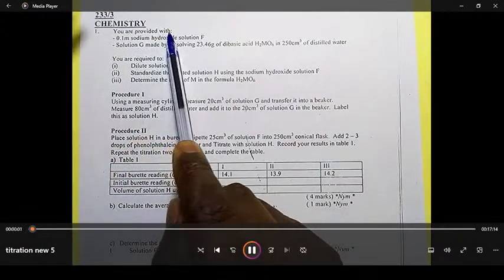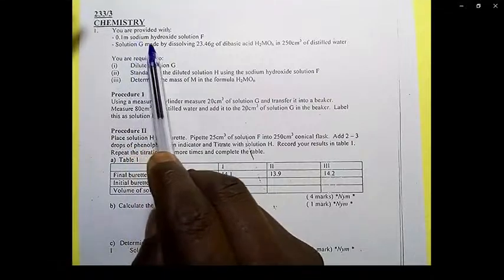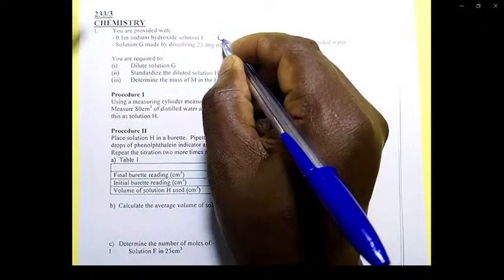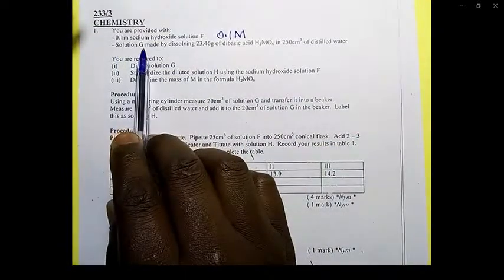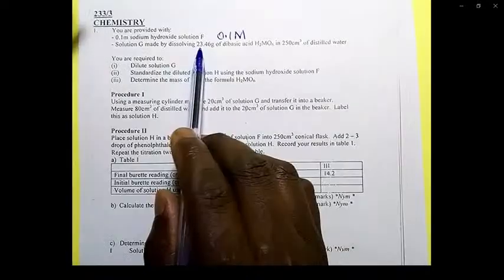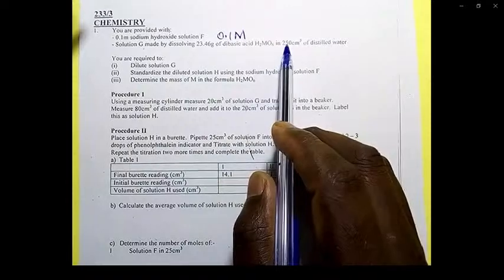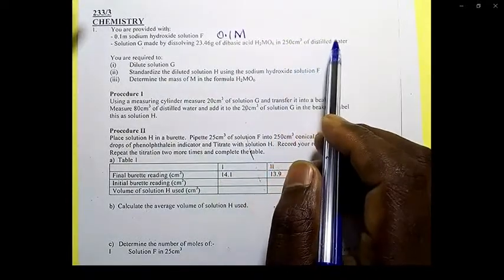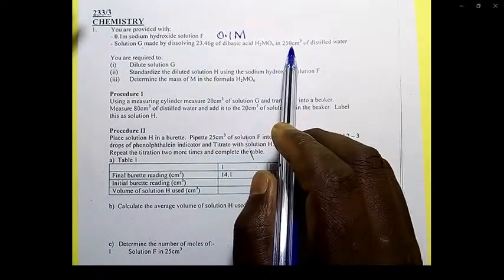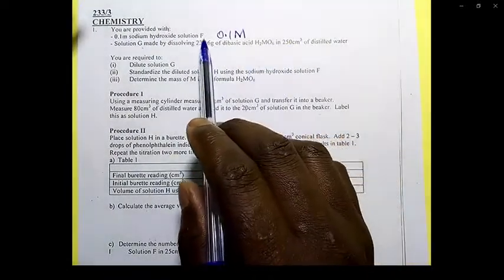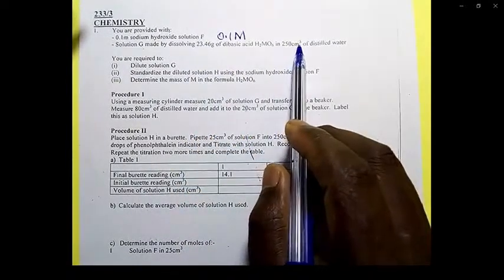You are provided with 0.1 molar sodium hydroxide, solution F. This was supposed to be capital M, so that is 0.1 M. Solution G is made by dissolving 23.46 grams of a dibasic acid in 250 centimeters cube of distilled water. Very important to note that this mass prepared a volume of 250 centimeters cube.